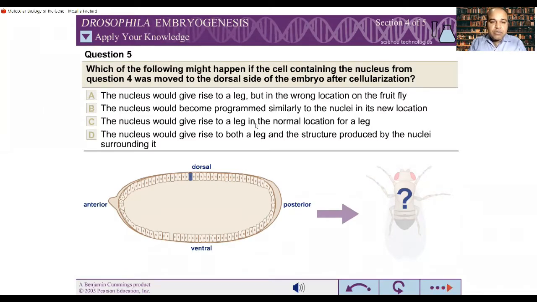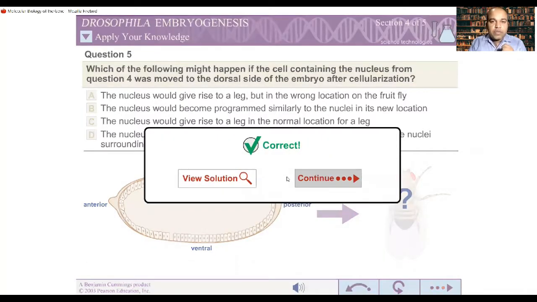The nucleus would give rise to a leg in the normal location for a leg. No, the nucleus would give rise to both a leg and the structure produced by the nucleus surrounding it. No, the nucleus would give rise to a leg but in the wrong location of the fruit fly. Correct. Try to answer the questions along with me, okay?